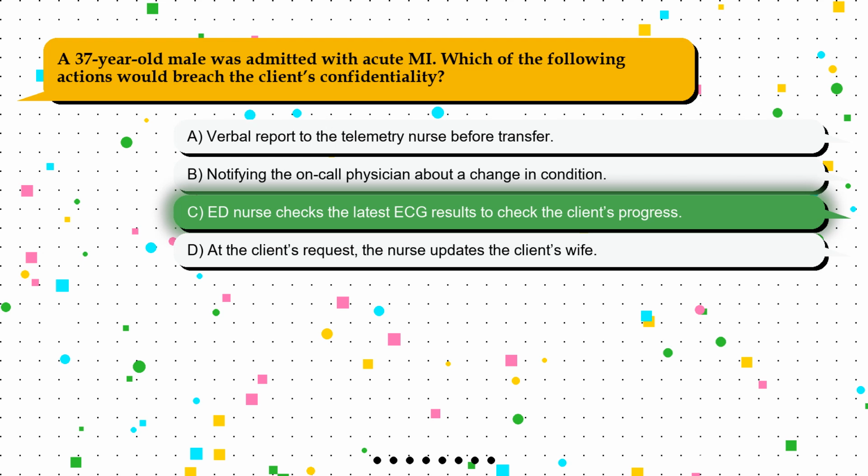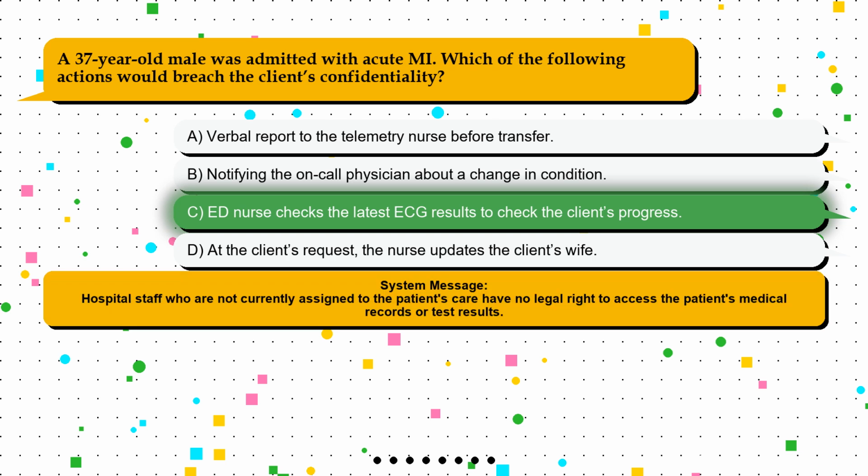The correct answer is option C. Head nurse checks the latest ECG results to check the client's progress. Hospital staff who are not currently assigned to the patient's care have no legal right to access the patient's medical records or test results.